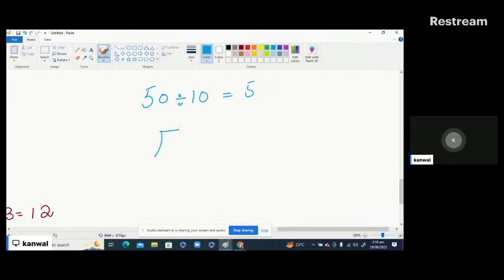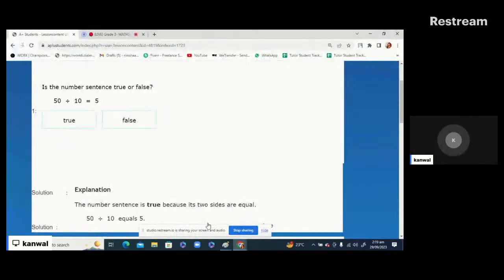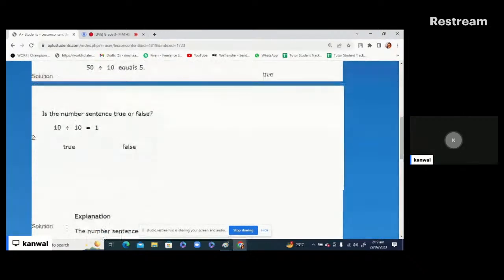So here is 50, then here is 10. So 10 times which number is 50? 10 times 5 is 50. That means this statement is true. Got it? So we just check this statement is true.